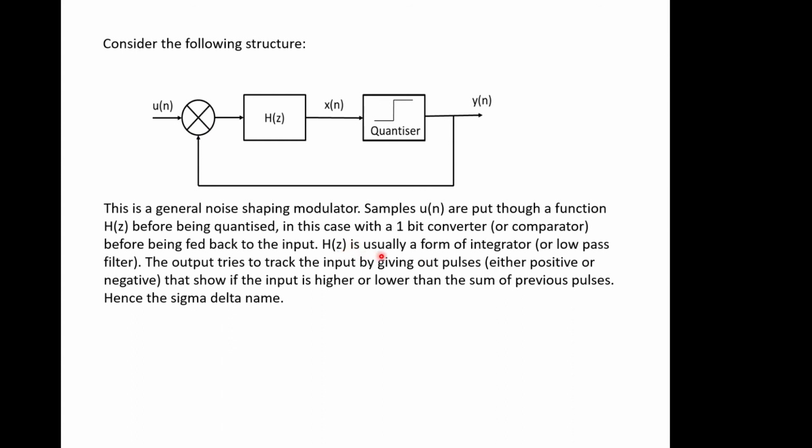So H of Z is usually a form of an integrator or a low pass filter, and the whole point of these feedback systems in general is the output tries to track the input by giving out pulses, either positive or negative, that show if the input is higher or lower than the sum of the previous pulses. And this is where the sigma delta name comes from. I've got a picture of this actually happening in a minute, which will maybe clear things up a little bit.